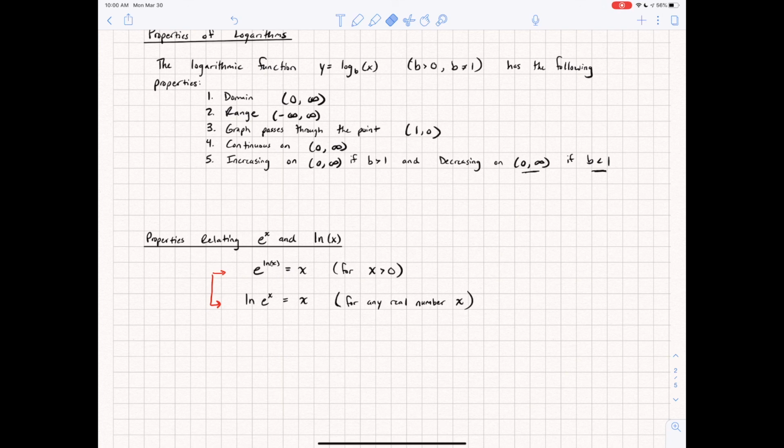Now, what about the second part? So the second part kind of reverses this idea. It says that if you do the natural log of e to the x, again, these two things are inverses, so they cancel each other out, and it would leave me with just an x. For the top one, this is true for x greater than 0, because for a logarithm, I can only use positive values. Here, I can raise e to any number I want. So this means I can use any number I want for x.